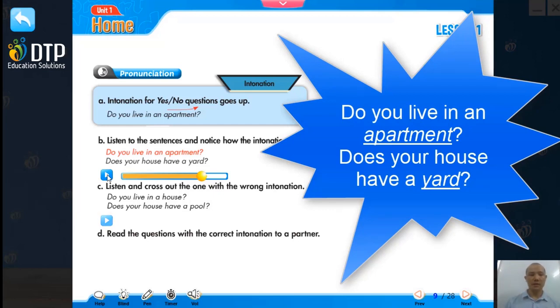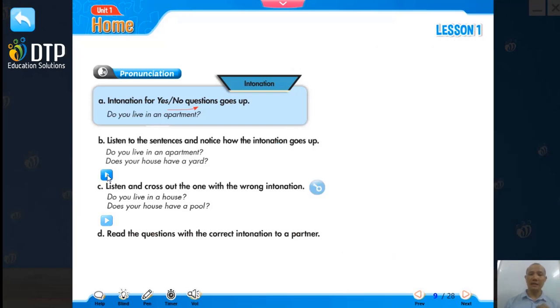Right. Number 2. Does your house have a yard? Does your house have a yard? Faster. Does your house have a yard? Listen to the next sentences and tell me which sentence has the correct intonation and which has the wrong intonation. Listen and cross out the one with the wrong intonation.